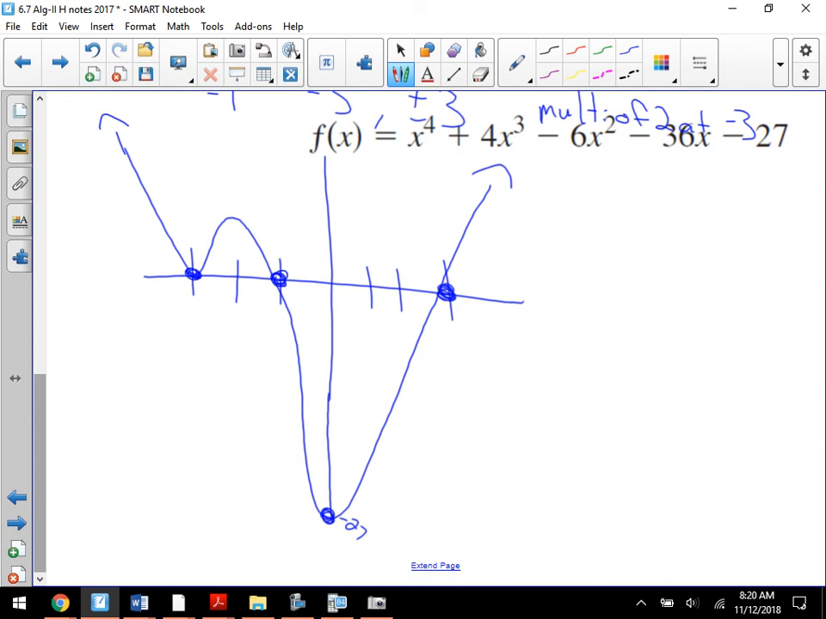Correct. Because wherever there's multiplicity, it means it changes. If it's an even multiplicity, it changes direction at that 0. If it's an odd multiplicity, it goes through the 0. That's the difference. So it doesn't change direction. No, it goes through. If this had multiplicity of 3 at -3, it would have gone through, and then it would change. It would have been a little bit different. Pretty good.